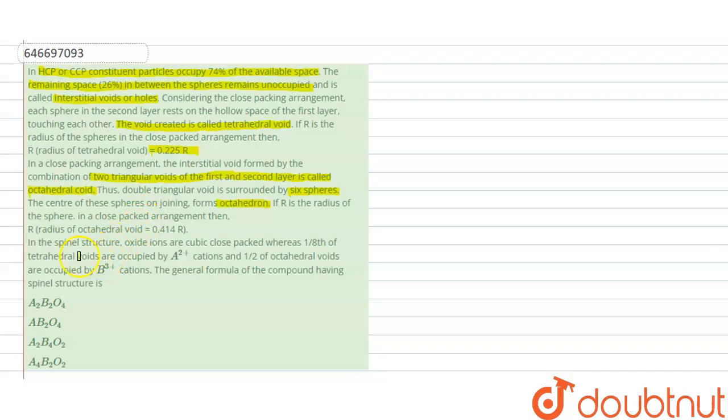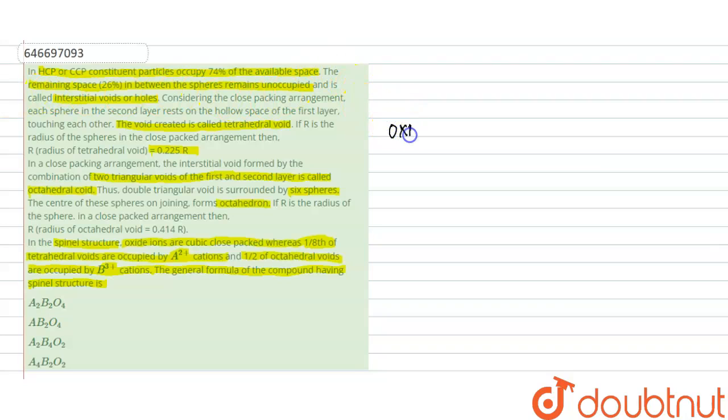In the spinel structure, oxide ions are cubic close packed, whereas 1/8 of tetrahedral voids are occupied by A2+ cations and 1/2 of octahedral voids are occupied by B3+ cations. The general formula of the compound having spinel structure? So the question is in the third paragraph, which says that in a spinel structure, oxide ions are cubic close packed, whereas 1/8 of the tetrahedral voids are occupied by A2+ cations and 1/2 of the octahedral voids are occupied by B3+ ions. Then we have to find out the general formula for the compound. So let's see the solution.